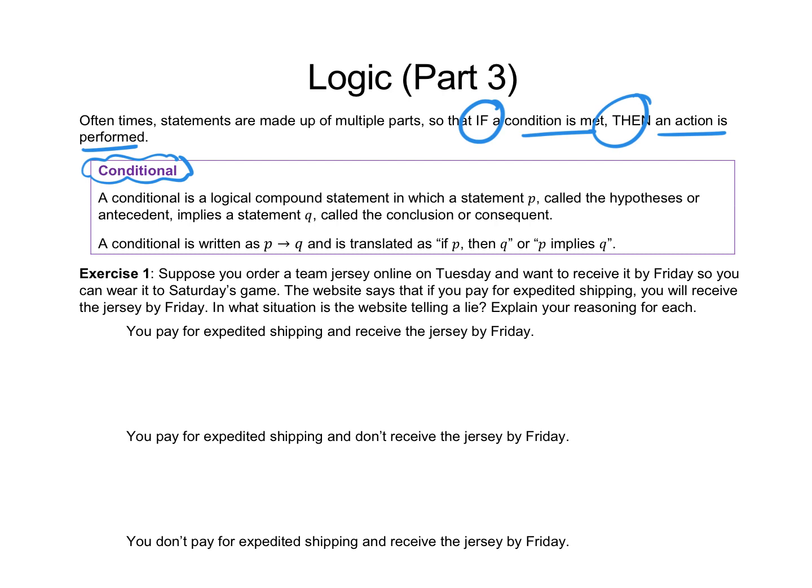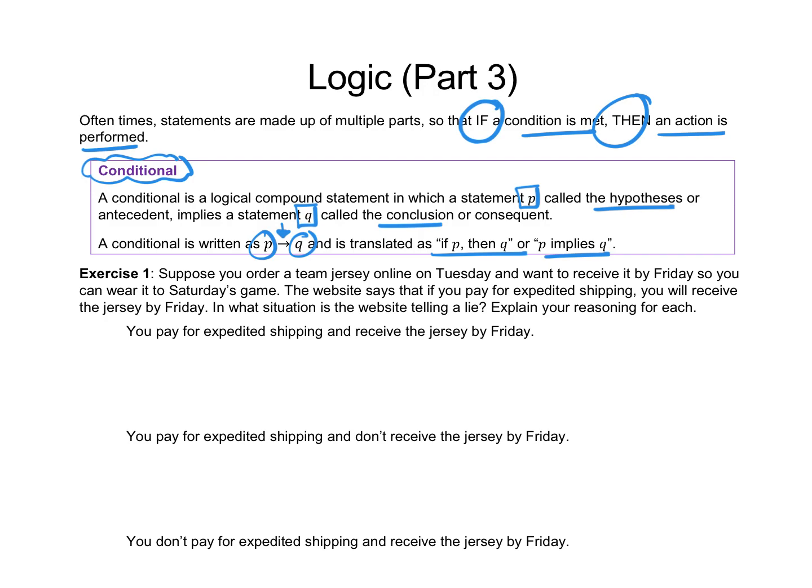It has a statement P, which is called the hypothesis or the antecedent, and a statement Q, which is called the conclusion or the consequent. It's written with this little forward-facing arrow where we say something like, if P, then Q, or sometimes we'll say P implies Q.